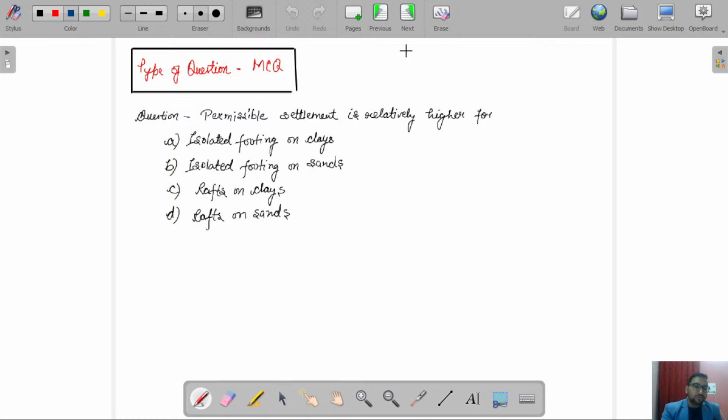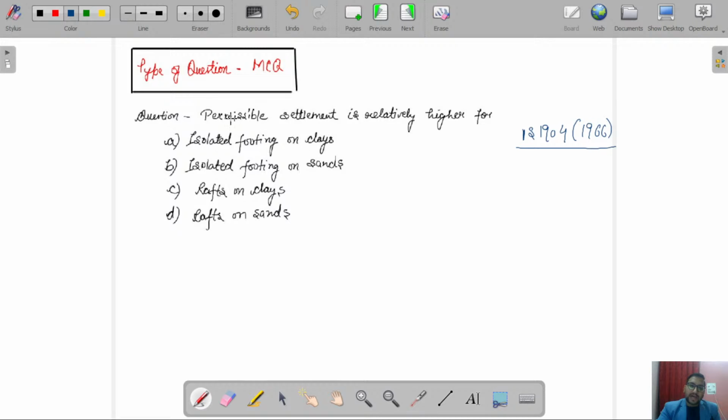Can you give me the value? What is the permissible settlement value for raft on clay? Okay, let me give you the values for this. Now these values are as per IS 1904, 1966.